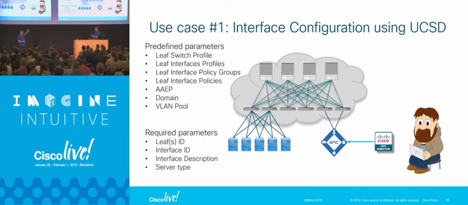Everything else is predefined. So when we ran that script on Runner to start it, it configured the leaf profiles, the switch profiles, the AEPs, the VLAN pools. All of that was part of that script that we did very quickly. And what we're going to do is just configure the ports on the switches.